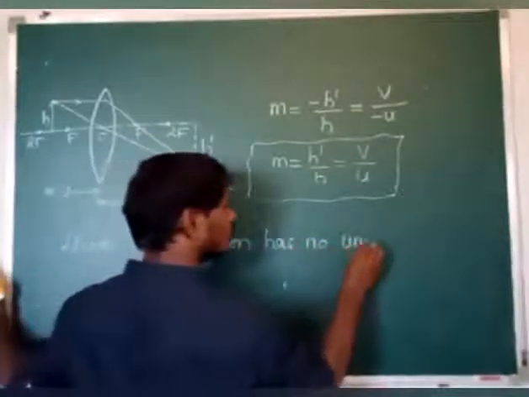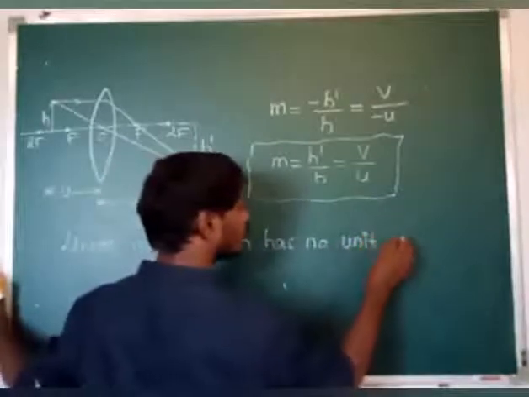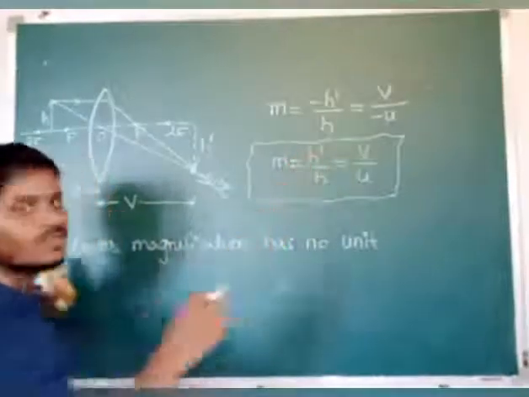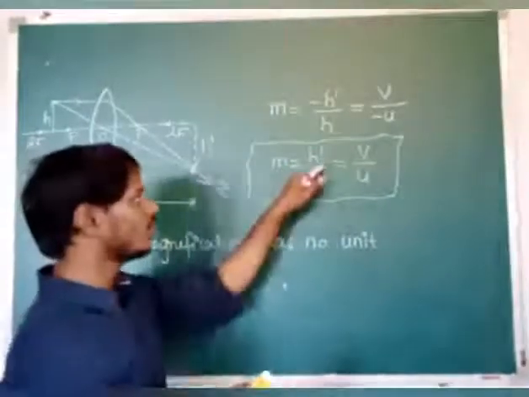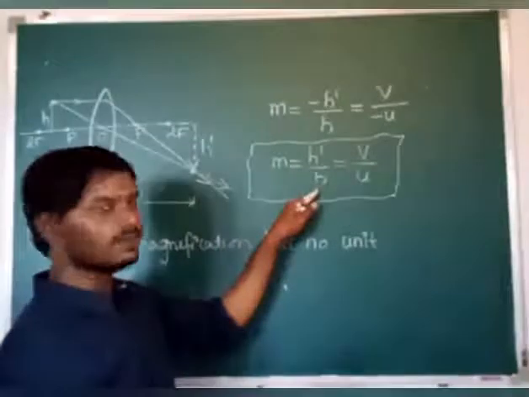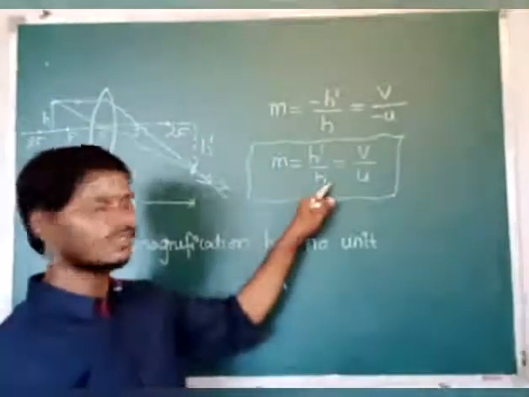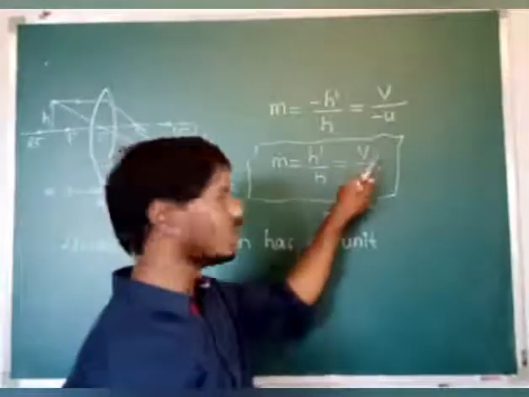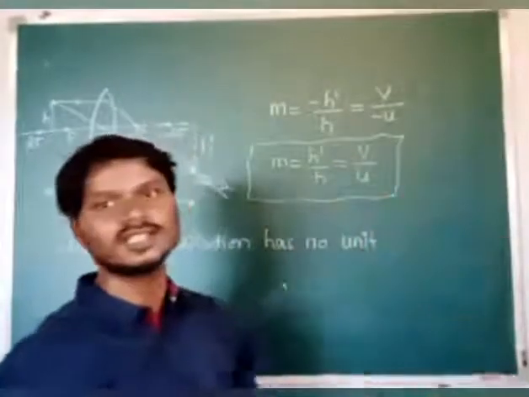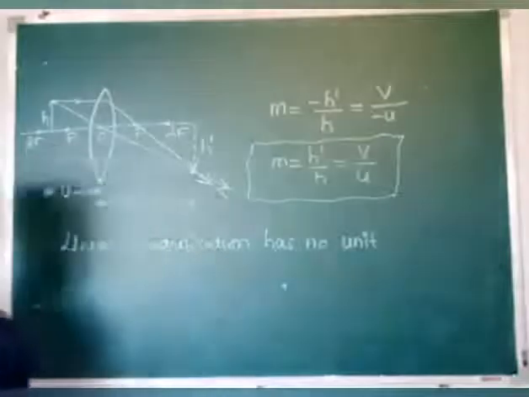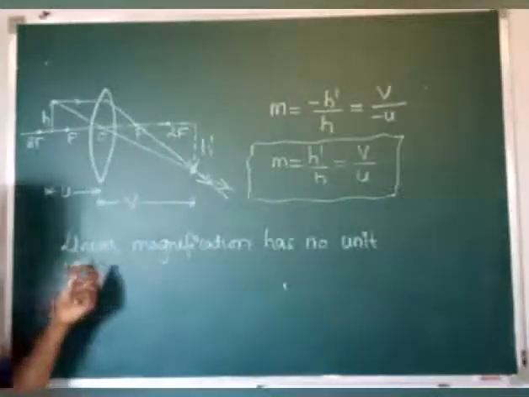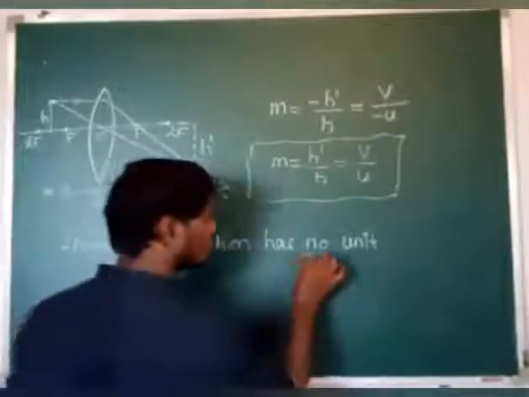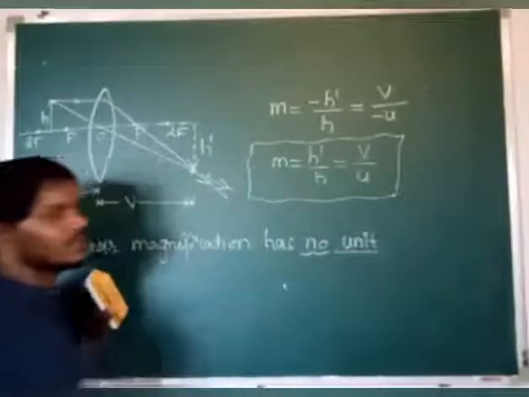It has no unit because height of the image is measured in meter, and height of the object is also measured in meter. Meter gets cancelled, then it has no unit. And the image distance is measured in meter, object distance is also measured in meter, again meter gets cancelled, it has no unit. That is why the linear magnification has no unit. Remember this one.